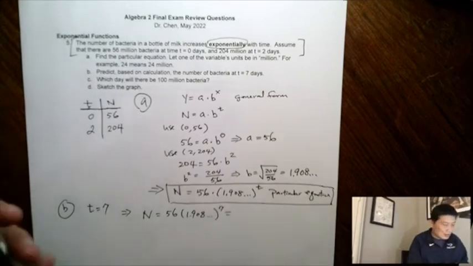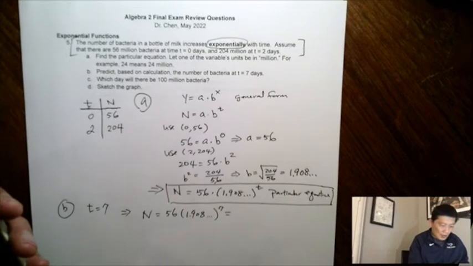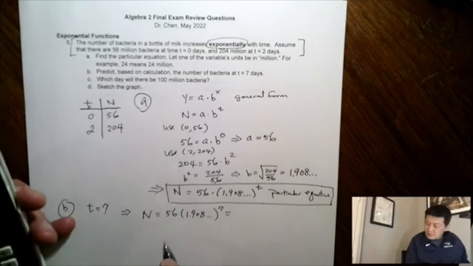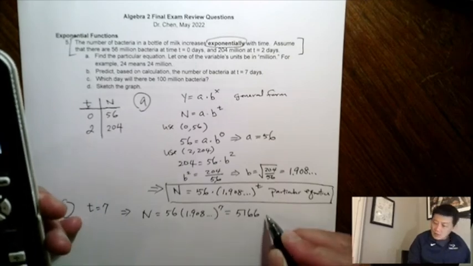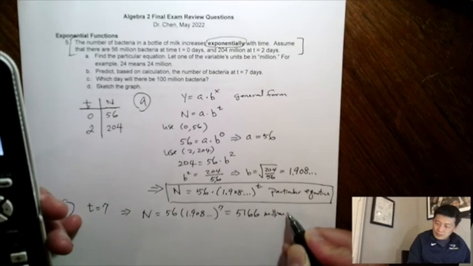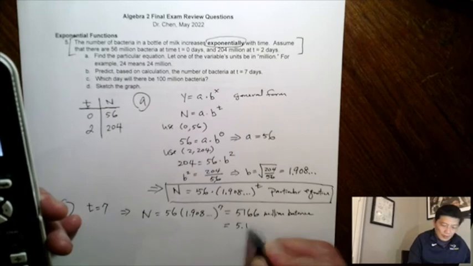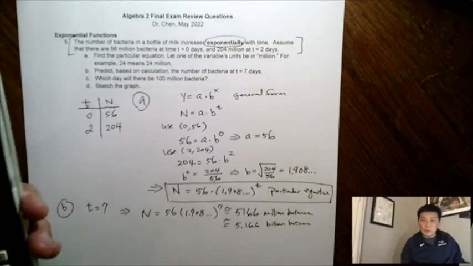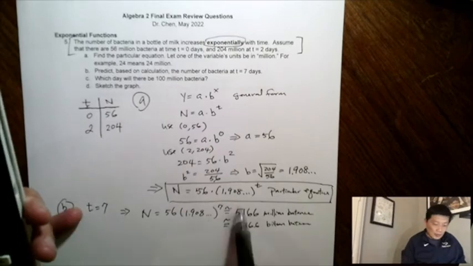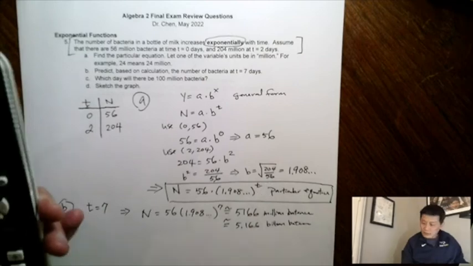Let's see, 1.908 to the 7th power times 56. I end up with 5166 millions bacteria, or 5.166 billion bacteria. Now this is an approximate value, so I need to put a little wiggle line there, simply because I use a numerical value instead of the exact form, which is the square root of 204 over 56.